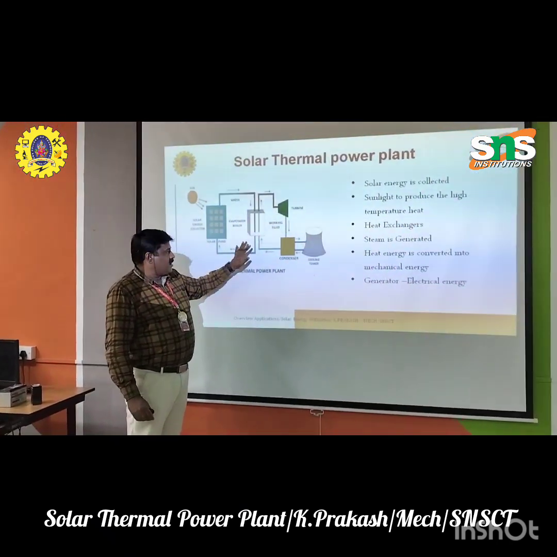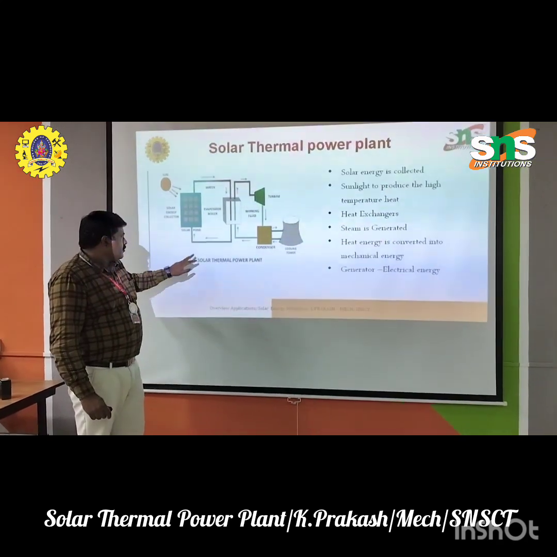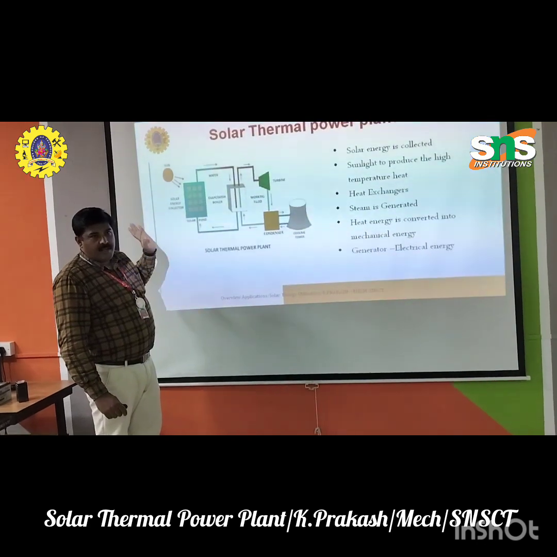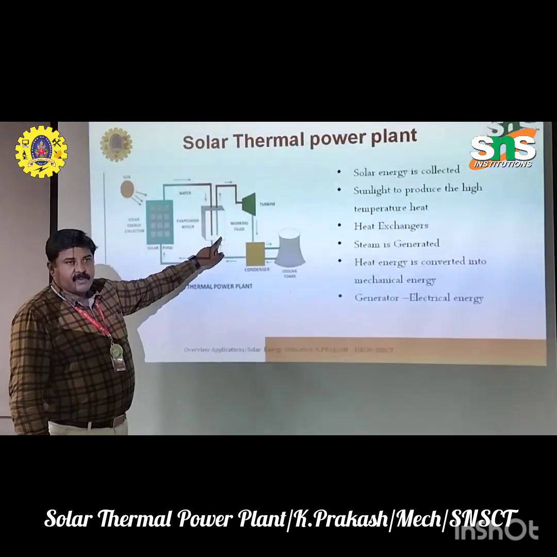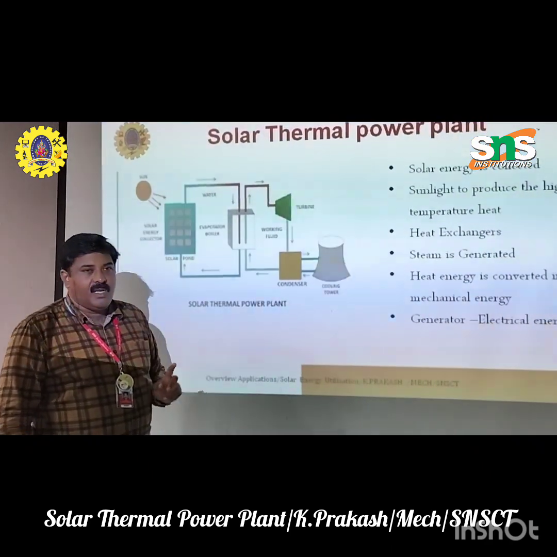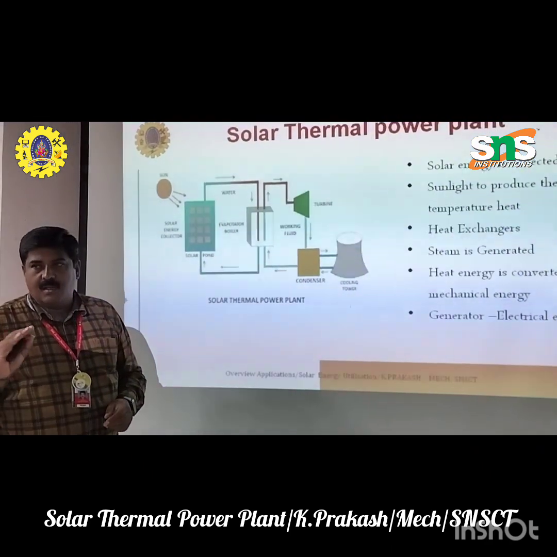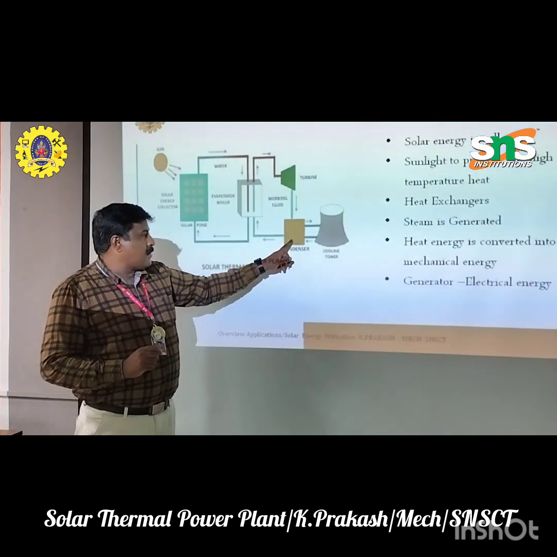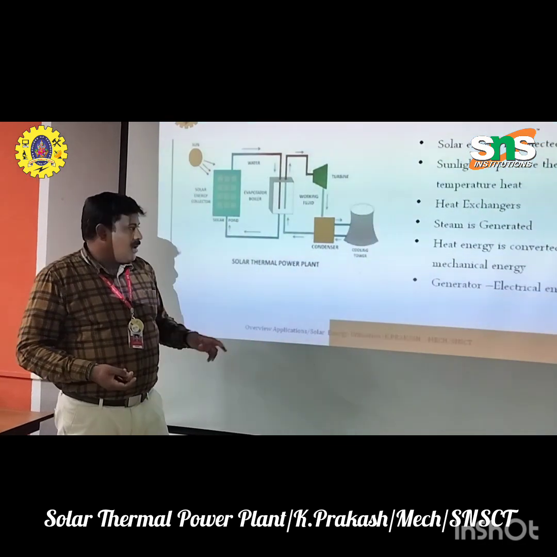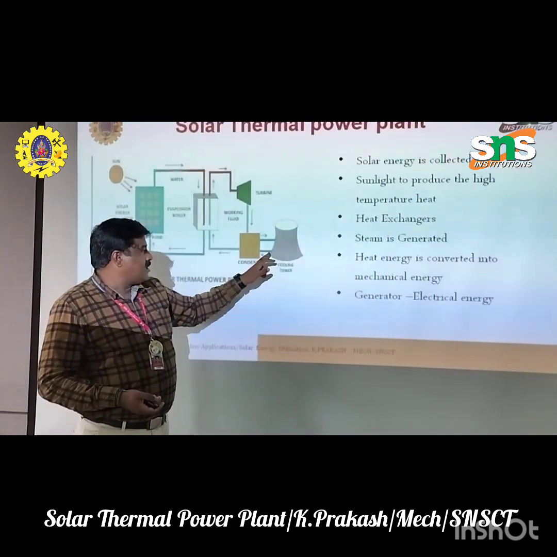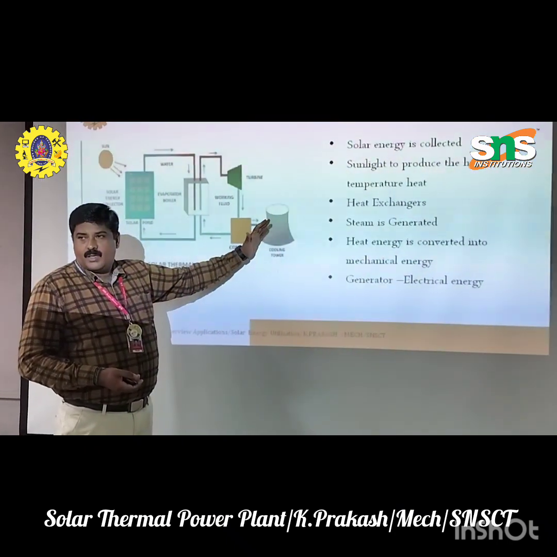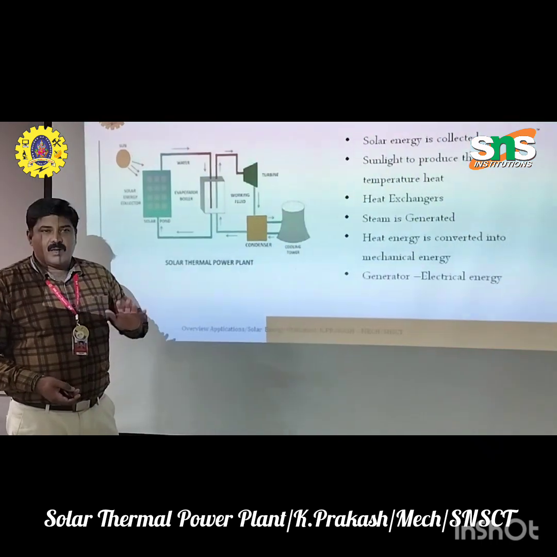Now let us see what the components are. Solar panels are installed to absorb the solar radiation. The purpose of the heat exchanger is to transfer the heat. The turbine converts heat energy into mechanical energy. The purpose of the condenser is to convert the steam into water. And the cooling tower supplies the required amount of water to the condenser. That's all. Now let us see the working.